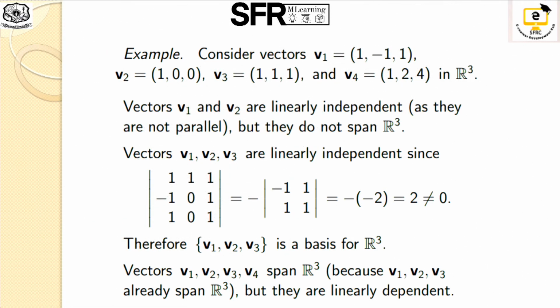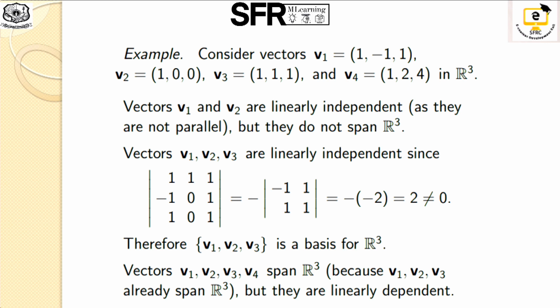The next example is for R power 3, that is R cross R cross R, where 4 vectors are given. v1 is the triplet 1 minus 1 1, v2 is the triplet 1 0 0, v3 is the triplet 1 1 1, and the last, v4, is the triplet 1 2 4. For this, first we take v1 and v2. They are a linearly independent set, but they do not span the whole space R cube.